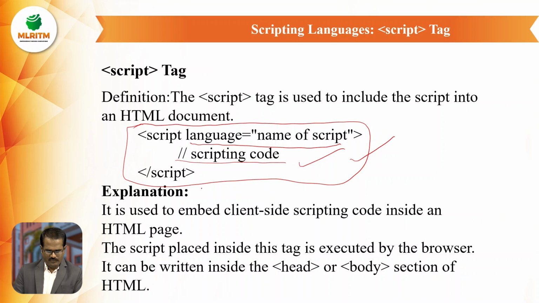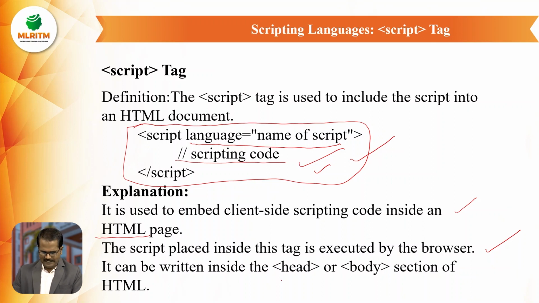So here we will see the explanation. It is used to embed client-side scripting code inside the HTML page. We are including this script in the HTML only. We are not writing JavaScript separately. We are including the script tag or JavaScript inside the HTML. The script placed inside this tag is executed by the browser. So JavaScript is executed by whom? Browser, which is the client. So that's why JavaScript is called client-side programming.